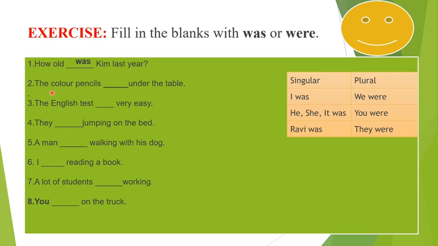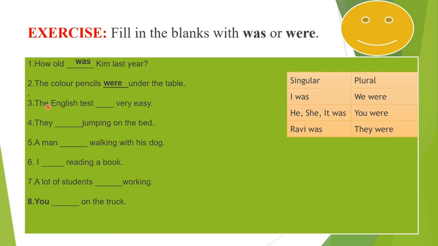Second sentence is, the color pencils dash under the table. So what is the subject over here? Color pencils. We're not talking about one pencil. We're talking about more than one pencil. So here plural subject, plural noun. So if your noun is plural, so with that what do we use? Was or were? Were. So we will say the color pencils were under the table.